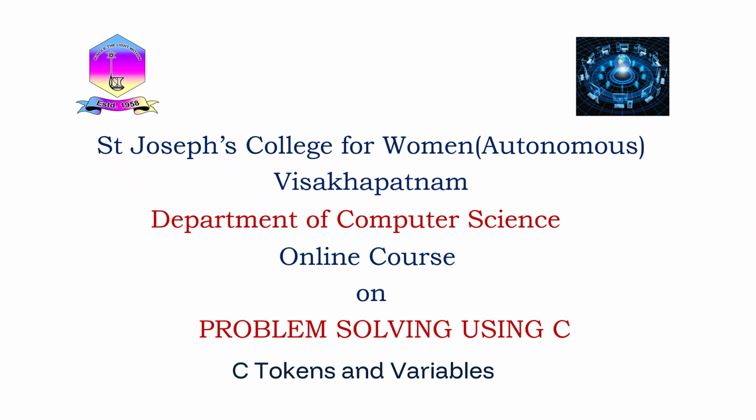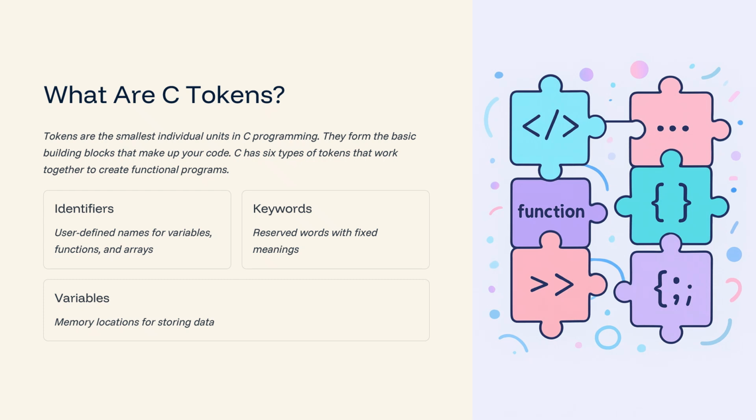By the end of this session, you will understand what tokens are, what identifiers and variables are, the rules for naming identifiers, and the different types of variables. Now we will see what C tokens are. So let us begin with the concept of tokens.